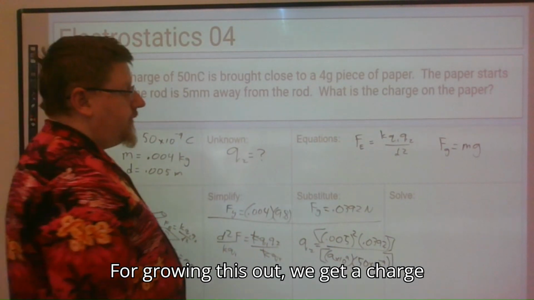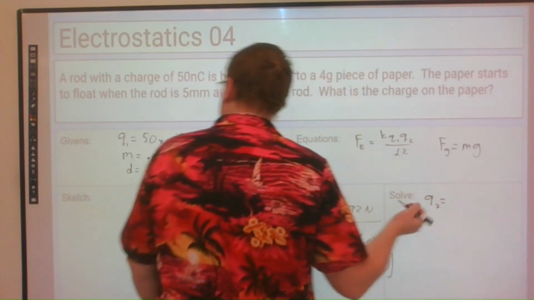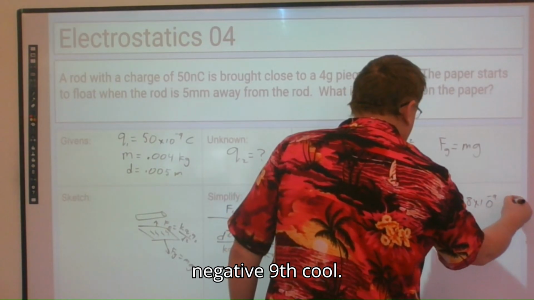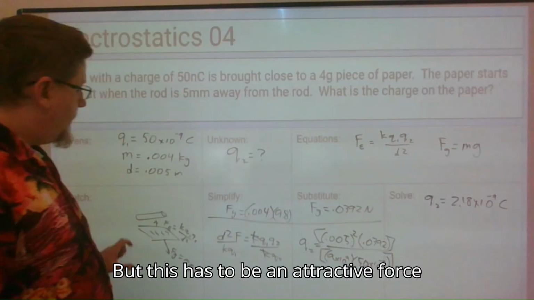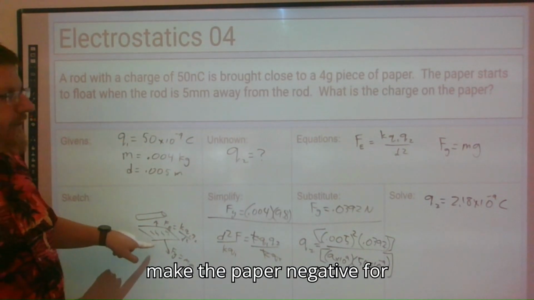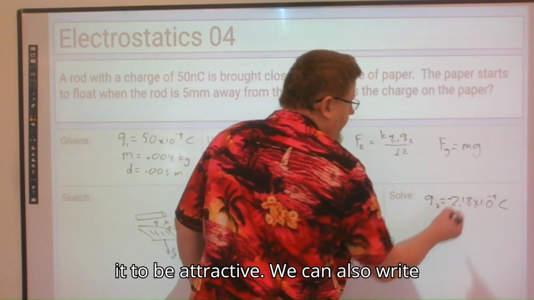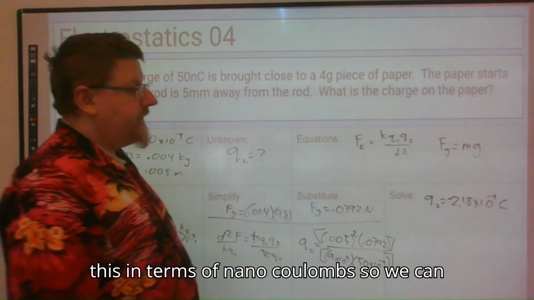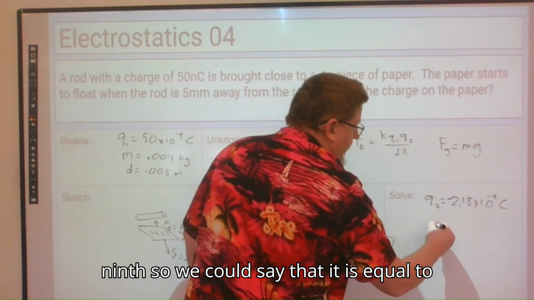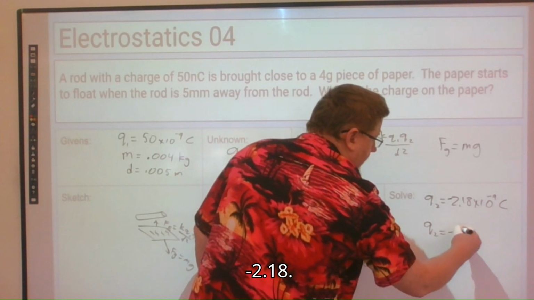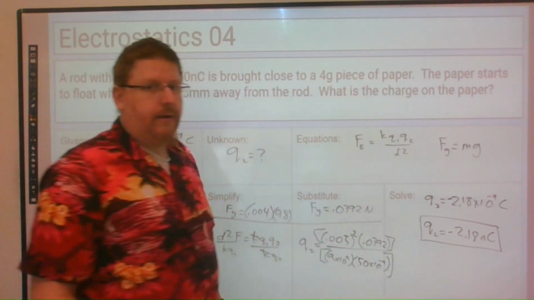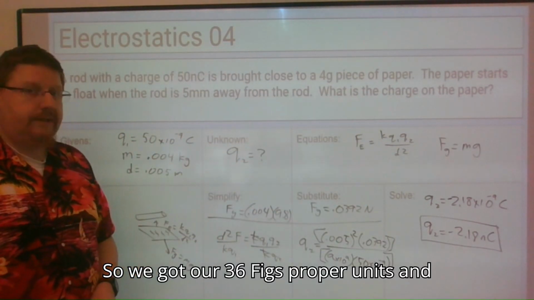If we grind this out, we get a charge of 2.18 times 10 to the negative 9th coulombs. But this has to be an attractive force, and since the rod is positive, we have to make the paper negative for it to be attracted. We can also write this in terms of nanocoulombs, so we can get rid of the scientific notation, because we know nano is times 10 to the negative 9th. So we could say that it is equal to negative 2.18 nanocoulombs. So we got our 3 sig figs, proper units, and we've blocked our answer.